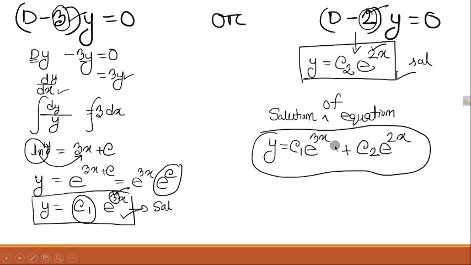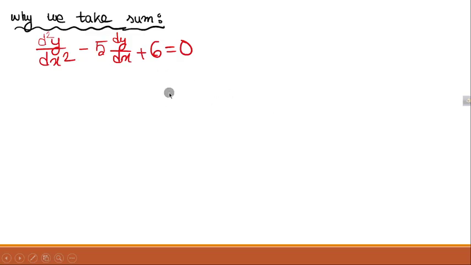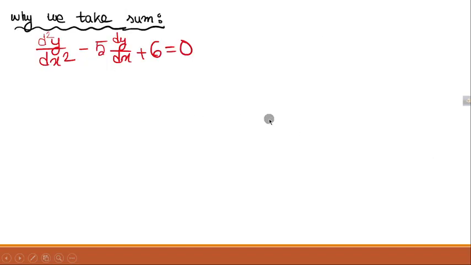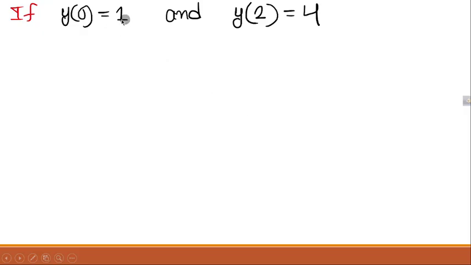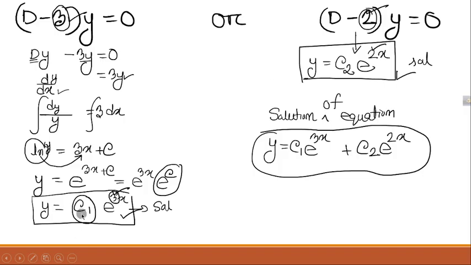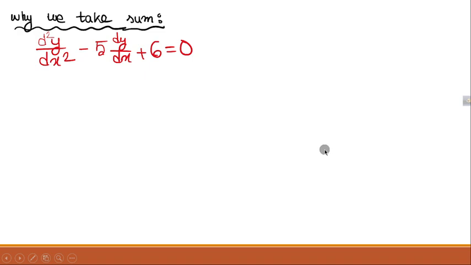Let's try to find out the reason in this slide, and after this slide you might be wondering how to find c1 and c2. I have another question at the last slide. So how to find c1 and c2? First let's go to the previous slide. Here, why do we take the sum of these two solutions as the solution of the main equation? Let's try to find the answer.